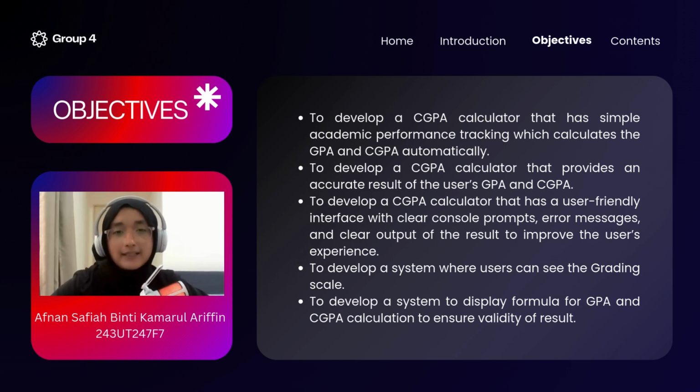The first objective for this coding assignment is to develop a CGPA calculator that has simple academic performance tracking, which calculates the GPA and CGPA automatically. The second objective is to develop a calculator that provides an accurate result of the user's GPA and CGPA. The third objective is to develop a calculator that has a user-friendly interface with clear console prompts, error messages, and clear outputs of the result to improve the user's experience.